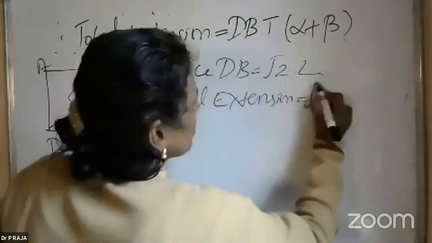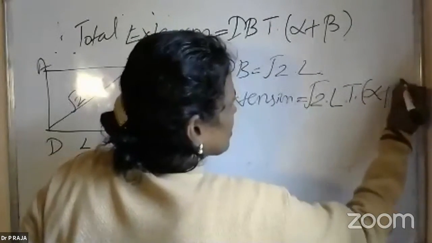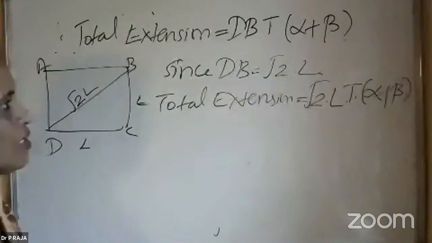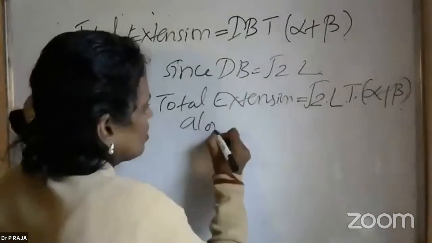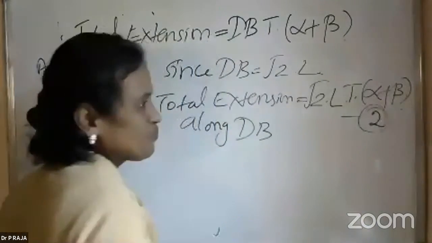Okay, it will become root 2 L into T into alpha plus beta. Now let's put this as equation number 1. This is a total extension along dB. Let me put this as equation number 2.